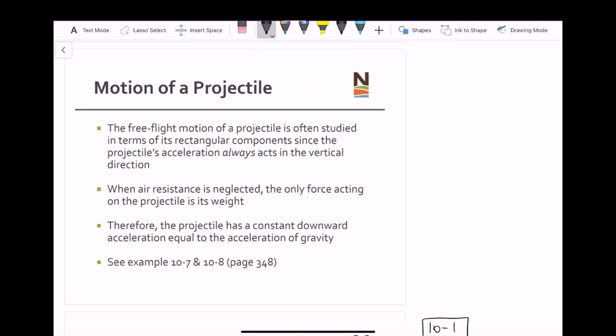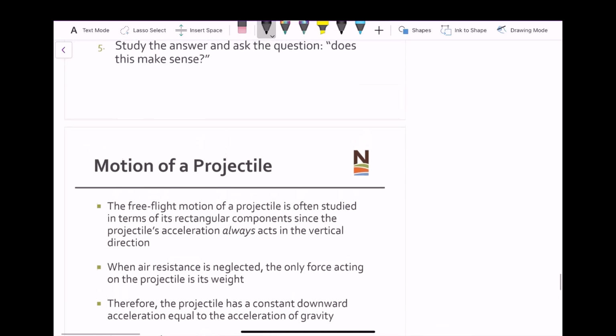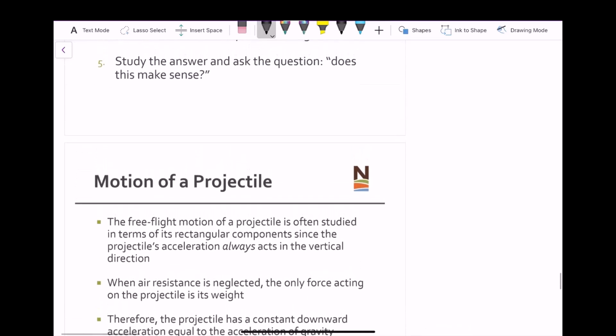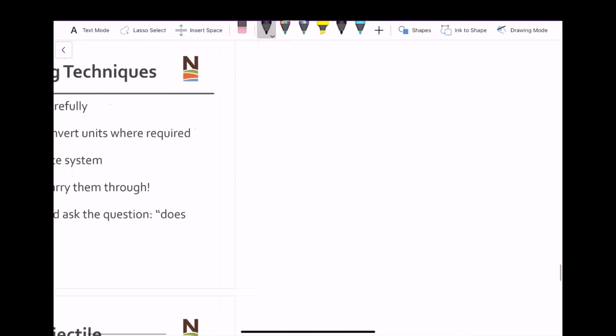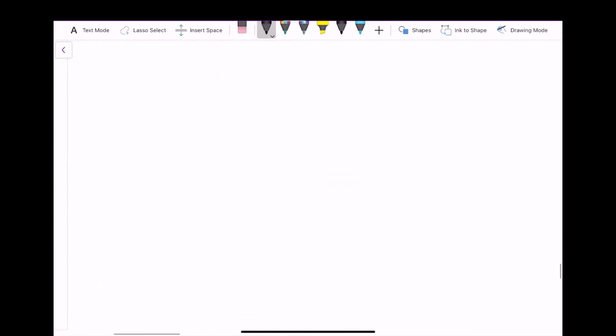Okay, so before we move on to motion of a projectile, let's try one of the problems from the textbook. We're going to take a look at problem 10-25. Okay, in this problem, it says that there's an object with negligible air resistance and it's dropped from a height of 60 meters. We want to determine how long it takes to land and the velocity at which it lands.